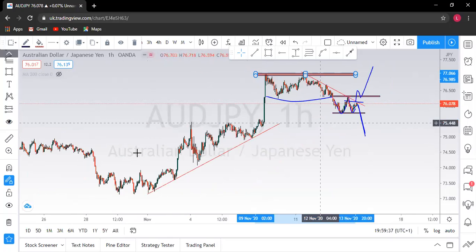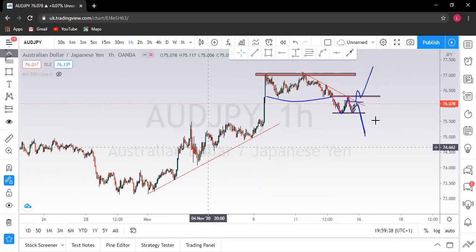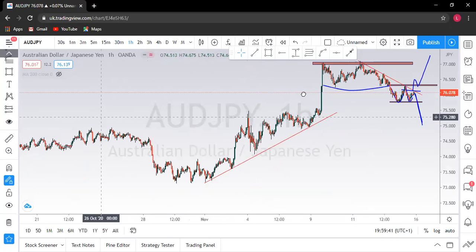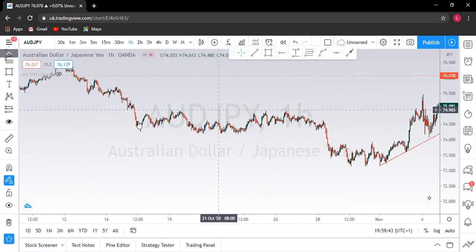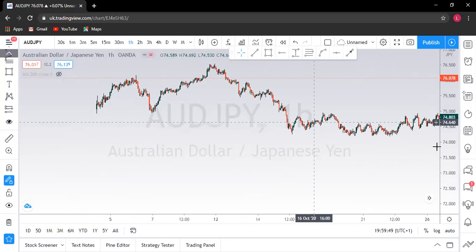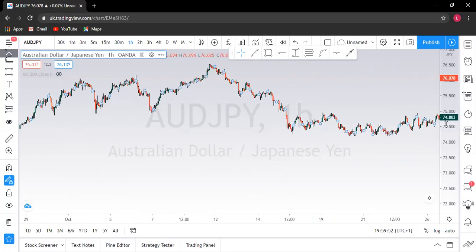So it is just very safe for you to stay out of these things and take other trades, because we have a lot of trades in the market. There is no need for you to kill yourself on just one pair.